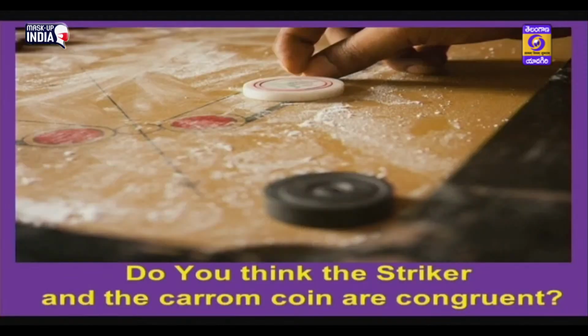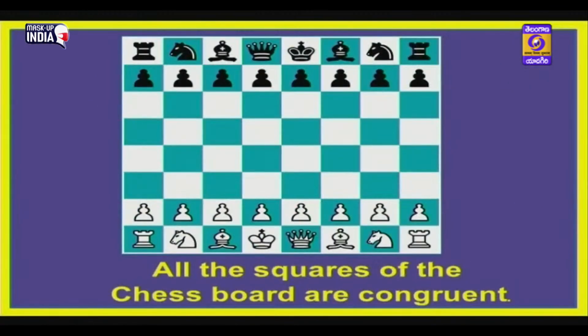Now, just observe the striker and the black coin here children. Do you think the striker and the carom coin are congruent? No, even though they have circular shape, they are not same in size and shape as well. So, they are not congruent. Now, observe the chessboard children. You can see squares on the chessboard. All the squares of the chessboard are congruent. They have their sides equal and hence they are all congruent.